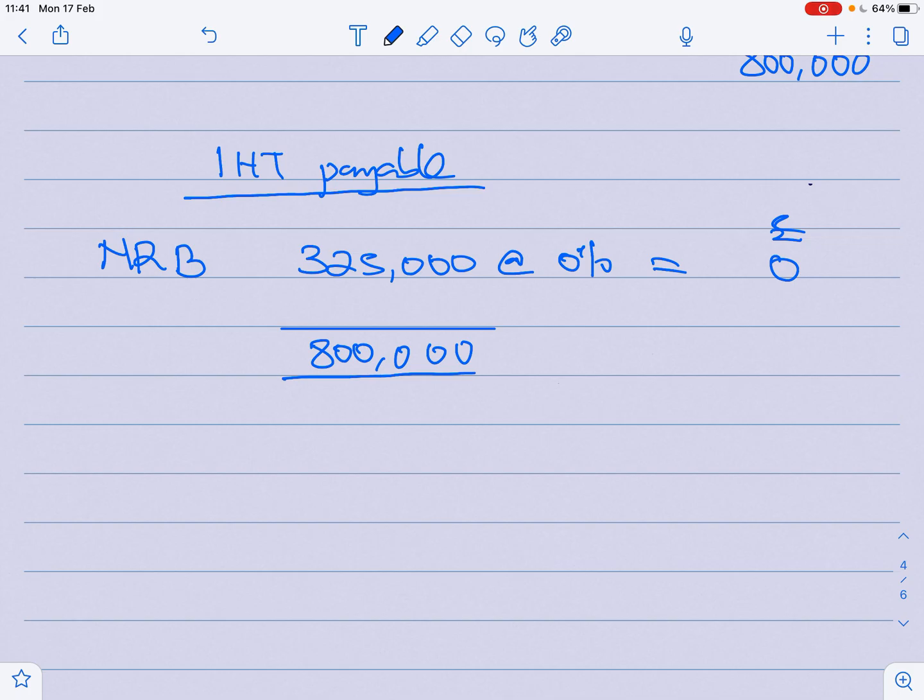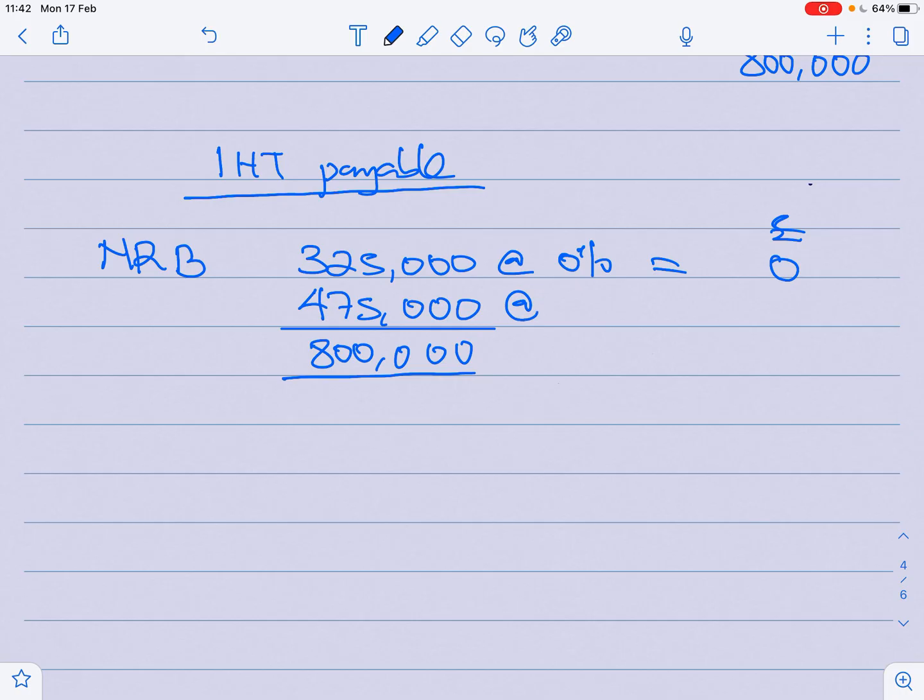And can I ask you to help me deduct that 325,000 from 800,000. So if you say 800,000 and you deduct 325,000, what would you have? Is that looking like 475,000? 475,000. Okay, thank you. So it is this 475,000 that will give rise to inheritance tax.